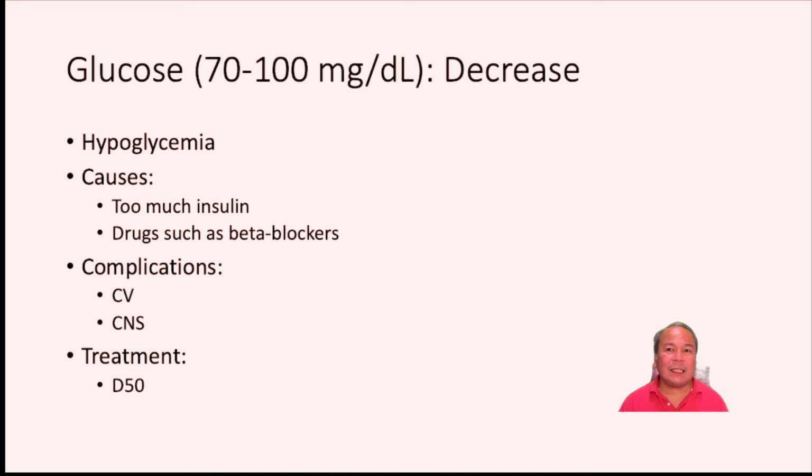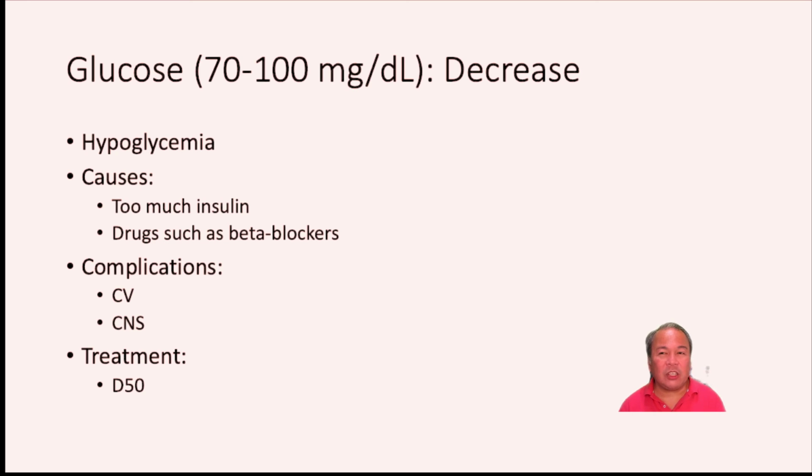Now, the next situation is exactly the opposite, which is hypoglycemia. What are the possible causes for that? Lo and behold, too much insulin, right? And guess what? Drugs can cause hypoglycemia. A perfect example would be beta blockers.